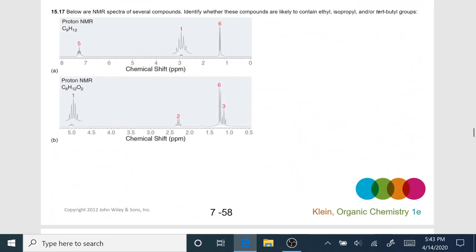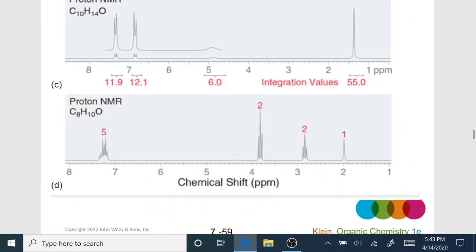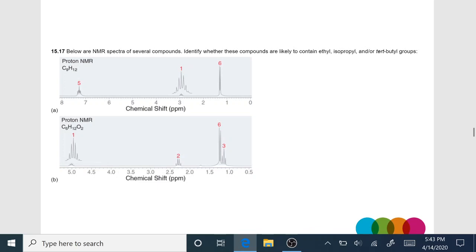So below are NMR spectra of several compounds. Let's identify whether these contain an ethyl, an isopropyl, or a T-butyl group. So let's take a look at this. This molecule right here has 2 peaks with 6 hydrogens, okay? And it has 7 peaks, 1, 2, 3, 4, 5, 6, 7, with 1 hydrogen. So what did that look like? That looked like our isopropyl group.